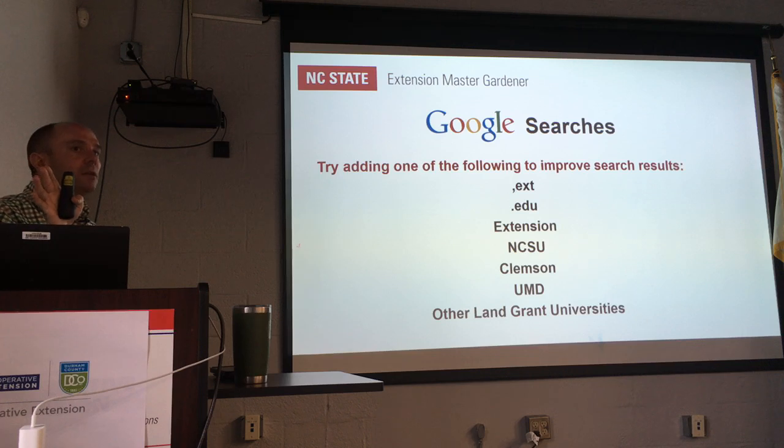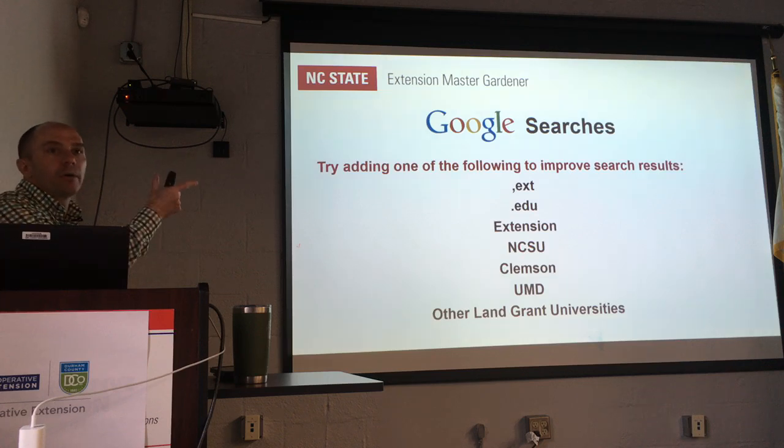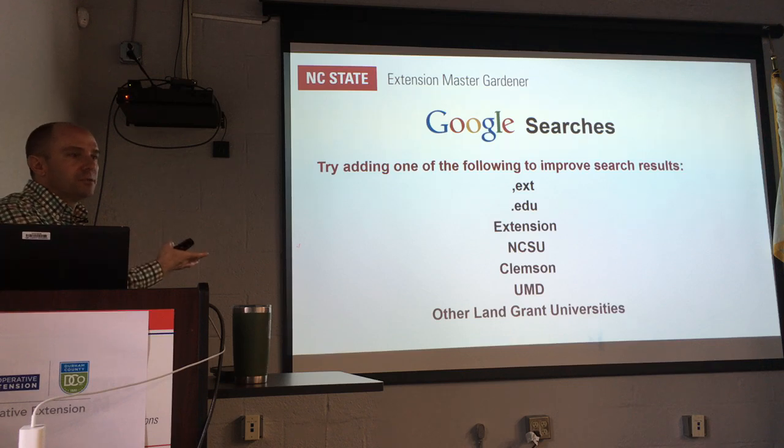Use the meat brain to make distinctions on what's good information and what isn't. So add any of these. With NC State, it's probably more helpful to add NCSU because that's what's in the URL. And that may also apply to other states too, like VT for Virginia Tech, or OK State, or Purdue, or whatever. Just knowing, adding that will improve your search quite a bit.